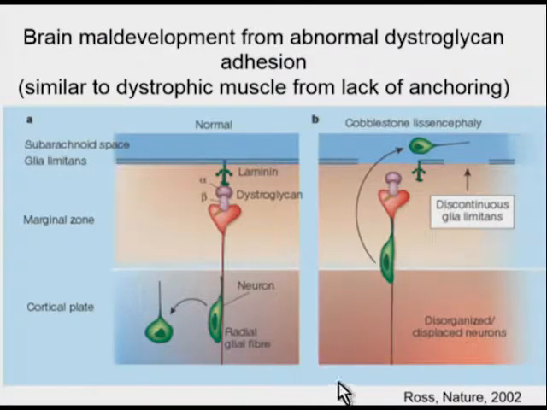How does this result in abnormalities of the brain as well as abnormalities of the muscle? It's similar to the dystrophic muscle, which, as you know, is due to a lack of anchoring of the skeletal muscle apparatus to the basement membrane because of the lack of dystrophin. In the brain, it's similar because of the abnormal dystroglycan adhesion, which normally allows the neuron to migrate up and stop in the appropriate place in the cortical plate. The absence of this results in gaps in the glia limitans so that the neurons, as they migrate up, are not prevented from migrating out into the subarachnoid space and causing this coating over the surface of the brain, or so-called type 2 lissencephaly or cobblestone lissencephaly.